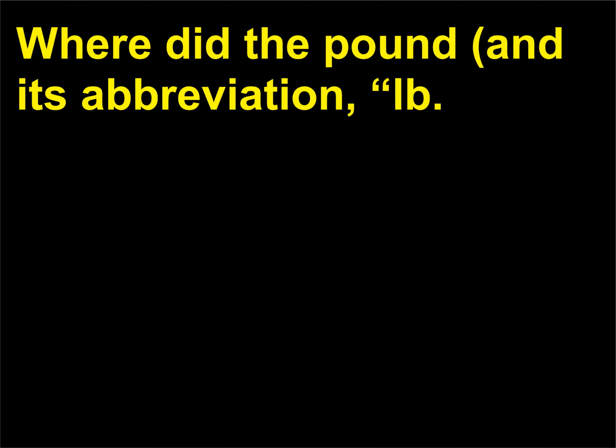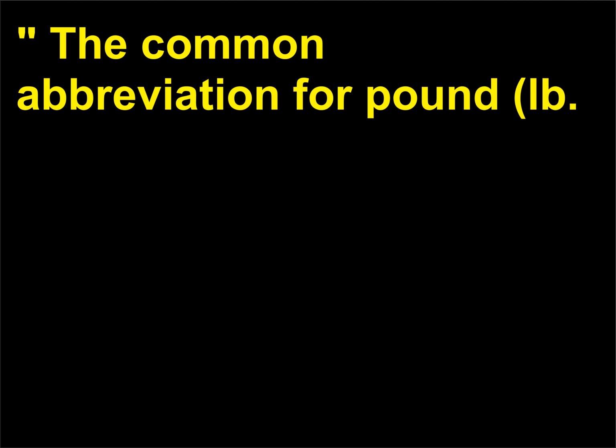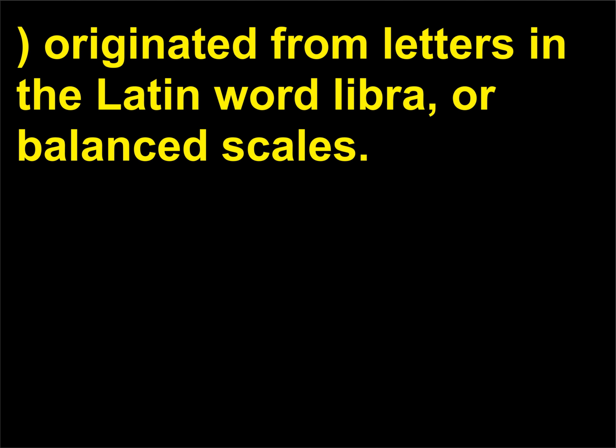Where did the pound, and its abbreviation, lb, originate? The origin of the word pound comes from libra pondo, or pound of weight. The common abbreviation for pound, lb, originated from letters in the Latin word libra, or balance scales.